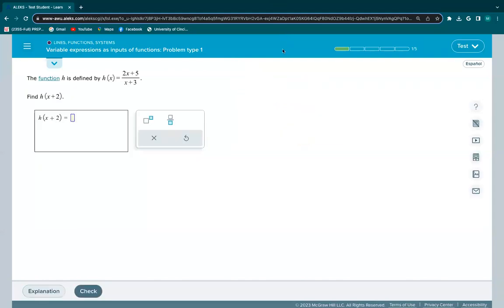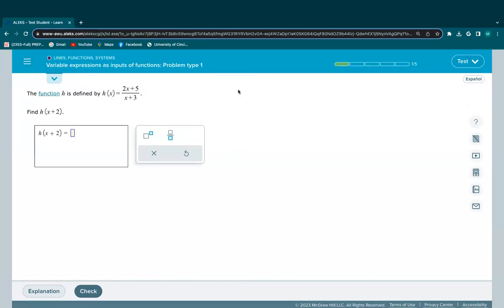We will clear our work, and we will do, okay, this one looks a little bit worse because we have a fraction now. So we've got h of x this time is 2x plus 5 over x plus 3. And we're solving for h of, instead of x, we're going to do x plus 2. I highly recommend using parentheses for this one because we have a lot of stuff going on.